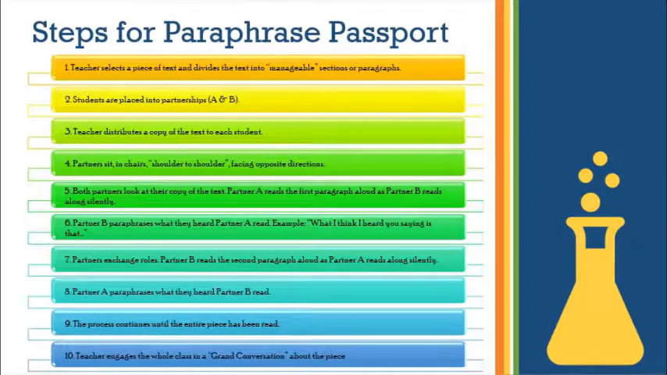The teacher poses a question for a small group consideration, or the teacher could select a piece of text and divide the text into sections or paragraphs. Next, the students are placed into partnerships, or you can put the students into groups of pairs, or the teacher could have the students divided into 2 teams for the whole class discussion.